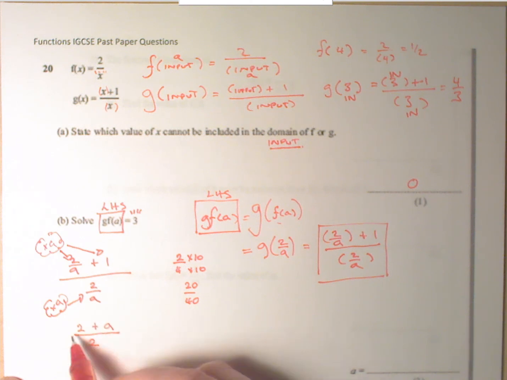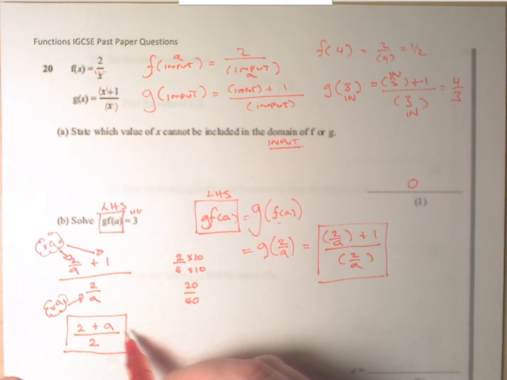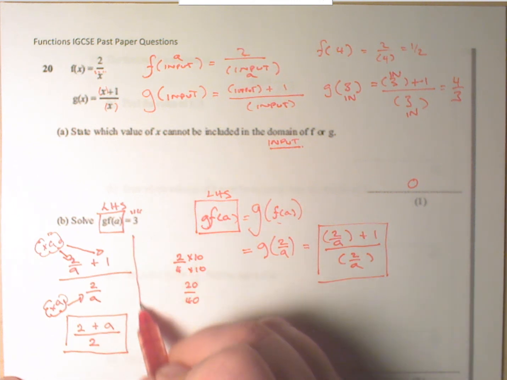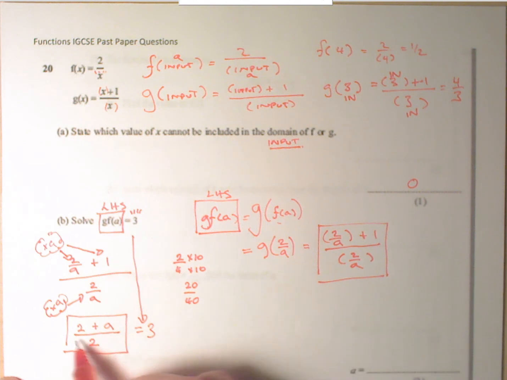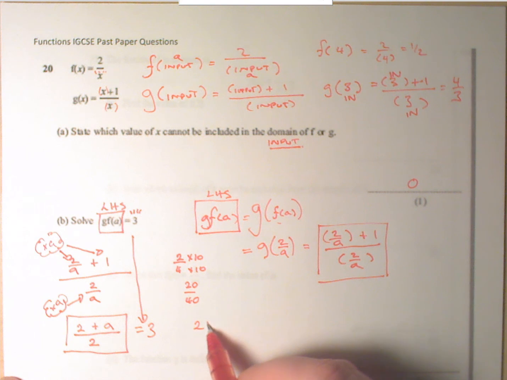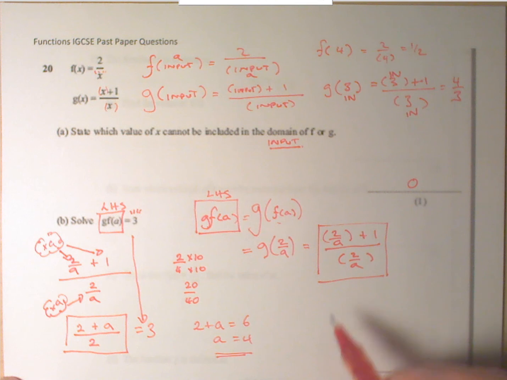Now this is a lot easier version, and this I'm now going to put equal to 3. Now I need to get rid of this fraction. I'm going to multiply away, and I get 2 plus a equals 6, and therefore a is equal to 4. Now that is definitely a level 8 question. So if you thought that was difficult, well, you're not wrong.